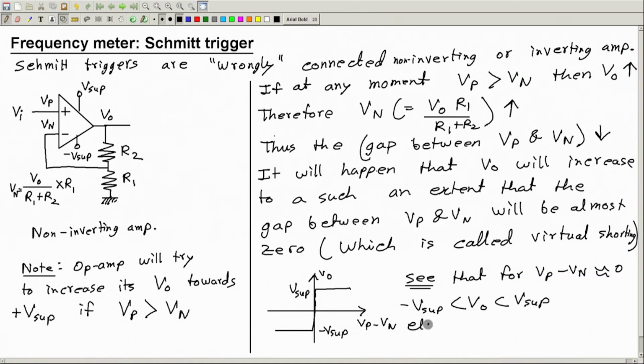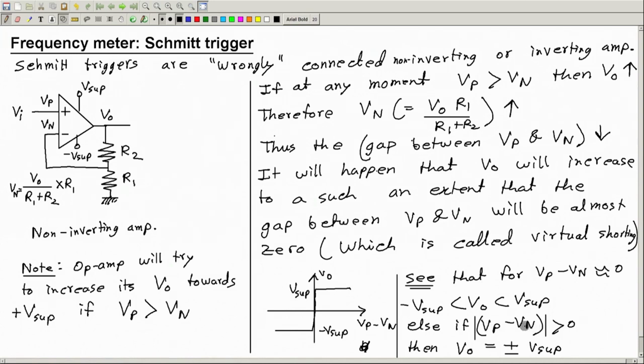Else, if Vp minus Vn is significantly greater than 0, if this is sufficiently greater than 0, that means it's outside the resolution band, then Vo is equal to plus or minus V supply, depending on whichever is higher.